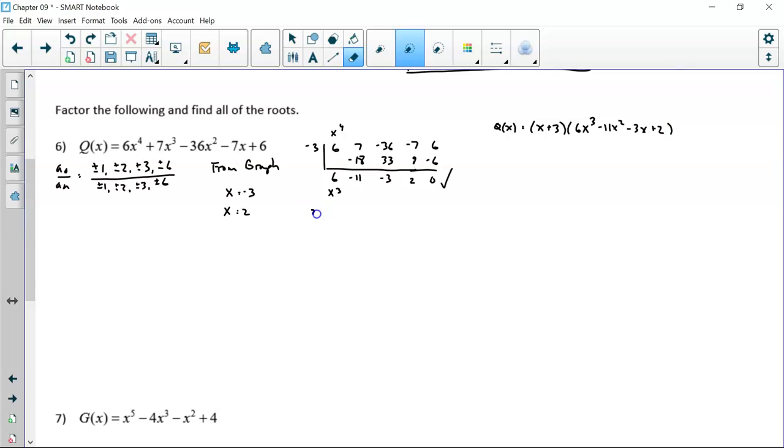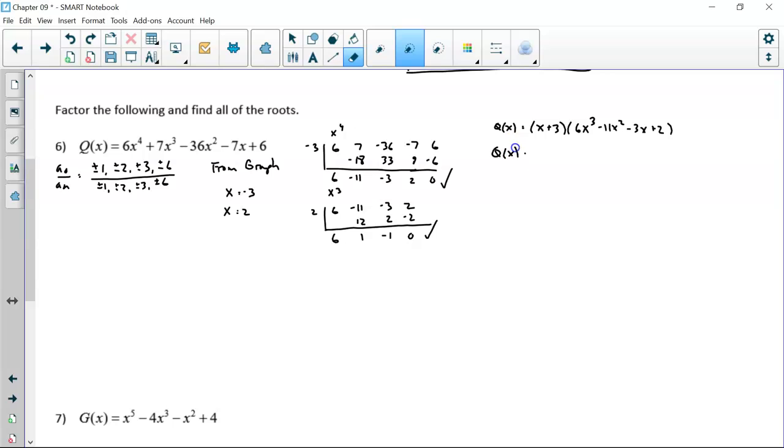Now I'm going to put my 2 on the outside, and then from above, 6, negative 11, negative 3, and 2. I want to get this smaller and smaller in degree. So I bring down my 6. 2 times 6 is 12. Add, we get a 1. 2 times 1 is 2. Add, you get a negative 1. 2 times negative 1 is negative 2. Add, you get a 0. Remainder is 0. That's good.